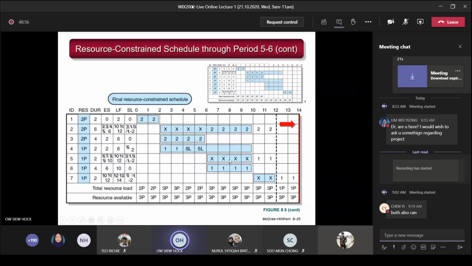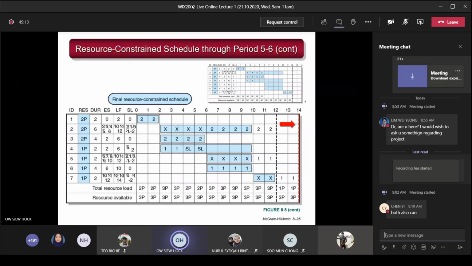So you keep on cutting, and you see there's a way. This is quite complicated. You have to do it slowly and follow the rules, looking at the slack first, and then you look at the duration and look at the ID. So these are the 3 rules that you follow slowly, and in the end you end up with this: a delay of 2 days.